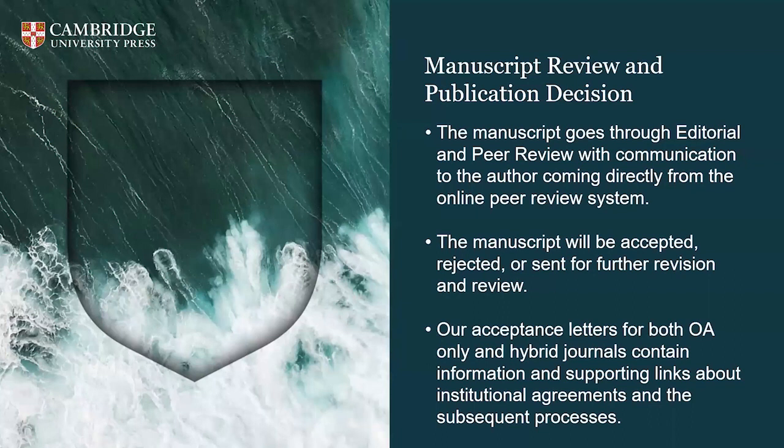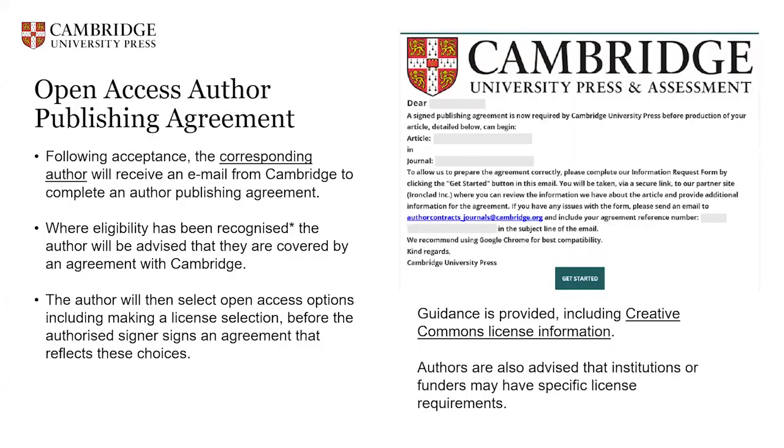But if you choose OA, following the acceptance, the corresponding author will receive an email from Cambridge to complete an author publishing agreement like this. You just click this Get Started, then it will drive you to the page. You will need to select the CC licenses. You will need to select OA or non-OA. Select all the types of the article.